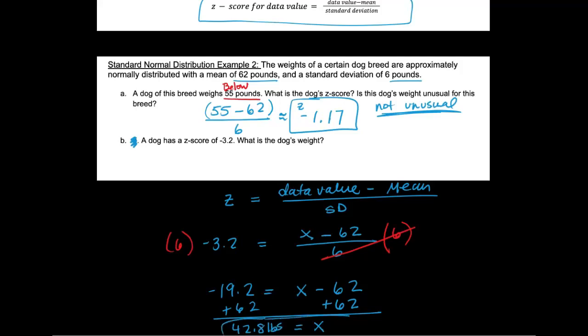And so we should always ask ourselves, well, does that make sense? Well, if a dog is 42.8 pounds, yet the average weight for that breed is 62, that weight would be below average by, it looks like, a lot. And that makes sense because 3.2 standard deviations below average, that's definitely outside. I would say that is a more unusual weight.